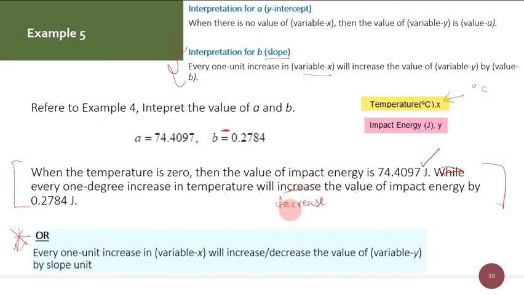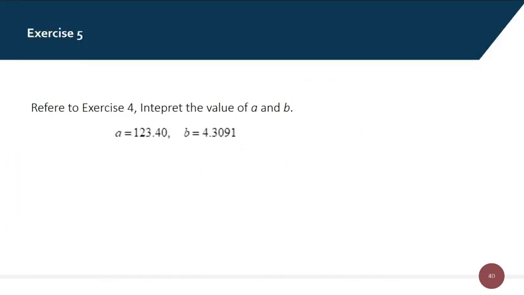Therefore, you can directly tell your client, or whoever you want to report this to, that it will decrease when the value of X increases. When the temperature increases, the value of impact energy will decrease. So it's up to you how you want to interpret this. Next, look at exercise 5. You can try to pause this video and do it yourself.